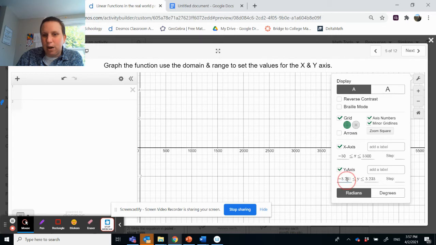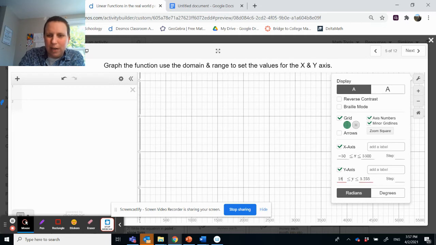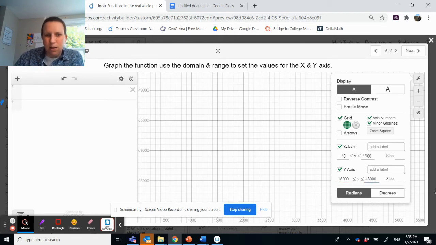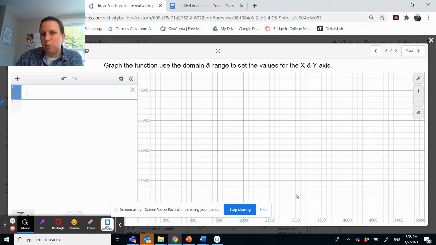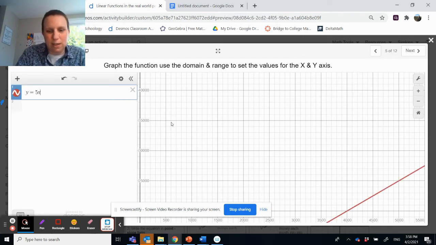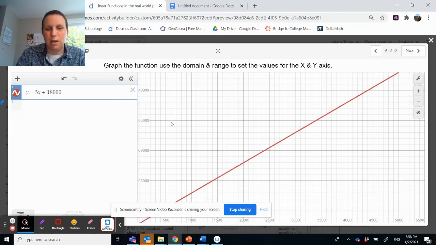My range, again, we started at 18,000. I could start the graph at 18,000 and go up to 43,000. But that means the actual line when I graph it, let's graph that line. Let's throw it in there, and then we'll adjust the domain and range as we need to. It's y equals 5x plus 18,000. I'm just typing it in, using it like the graphing calculator that it is. That's my equation. So I'm just graphing it using that equation.